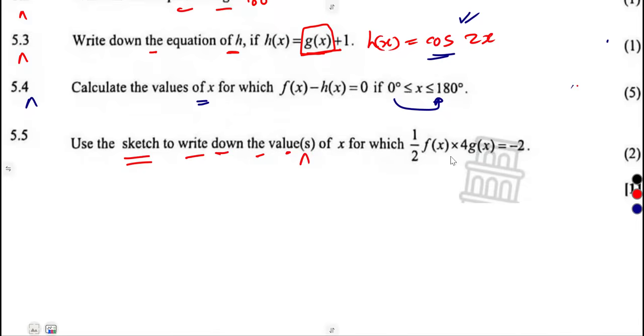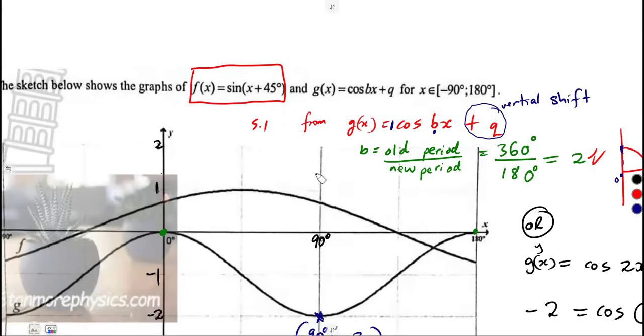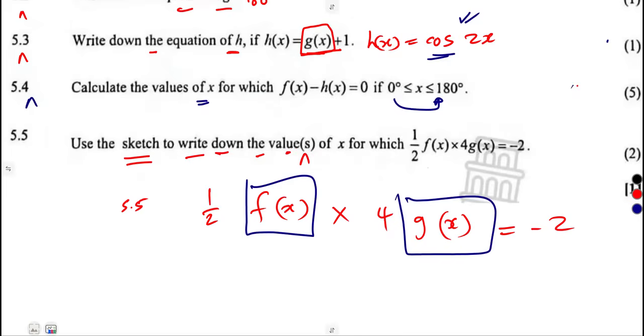Okay, let's see the condition that they're talking about. Half of f of x times 4gx is equal to negative 2. As we can see from the graphs, we just have f of x and gx. There is nothing like 2f of x or half of f of x. So let's simplify it until we see the f of x and the gx properly.